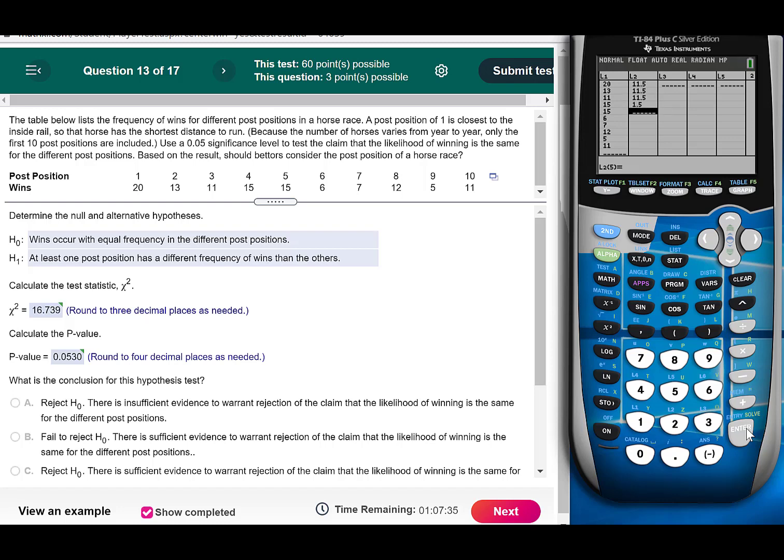If you had 8 positions, you divide 115 by 8. If you have 6 horses, you divide 115 by 6. So it is always the total divided by the number of categories when he doesn't give you percentages.